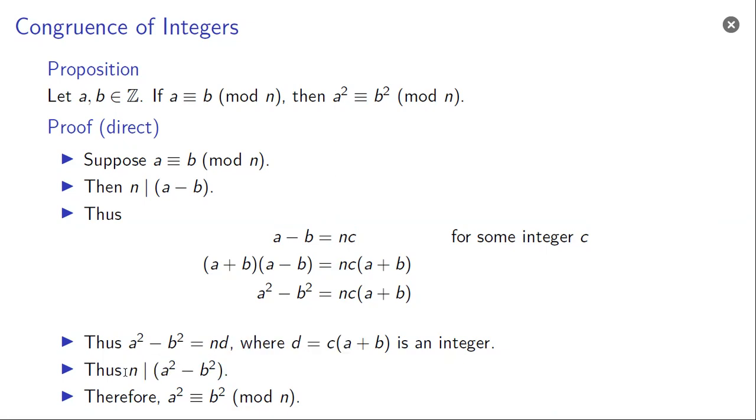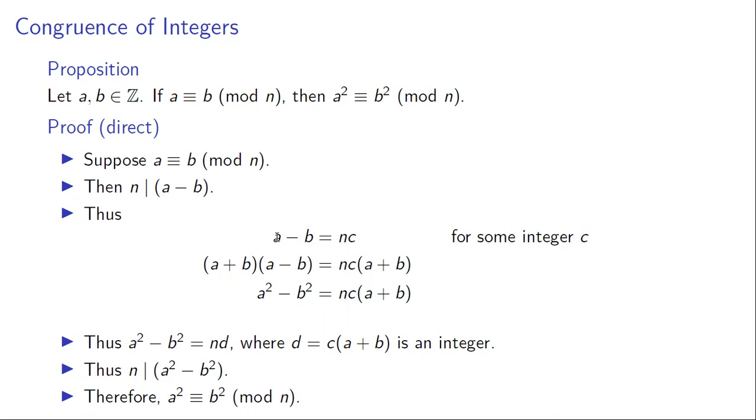In other words, the fact that we have this step here allows us to get to the conclusion. So we need to have this step here. The step right before this, we have to say that A squared minus B squared is equal to n times D for some integer D, right? In other words, in order to show that n divides A squared minus B squared, we have to show that A squared minus B squared is equal to n times an integer.